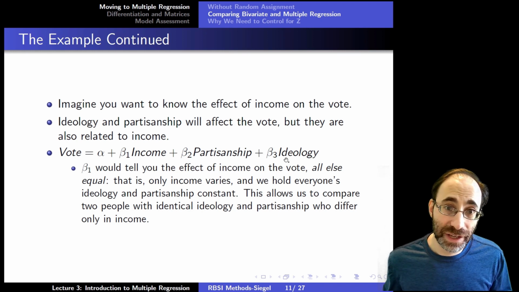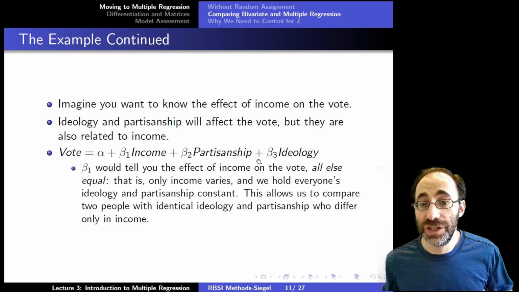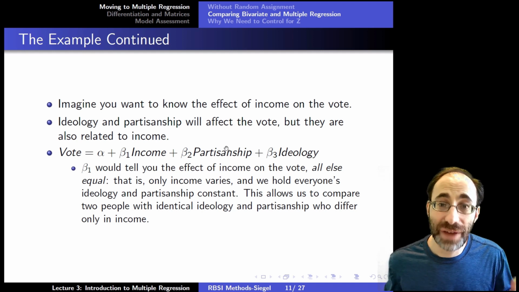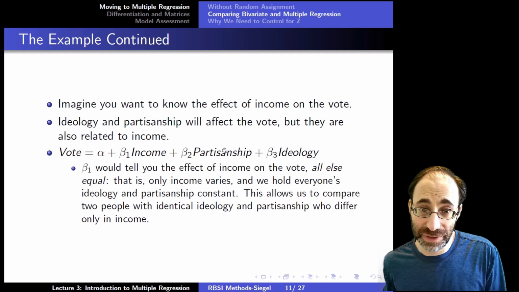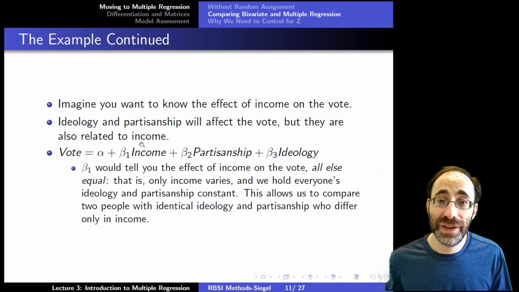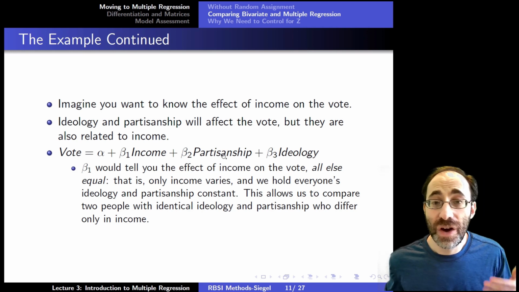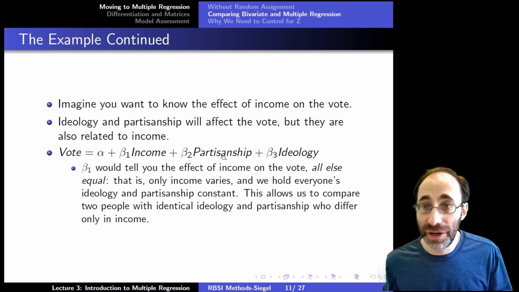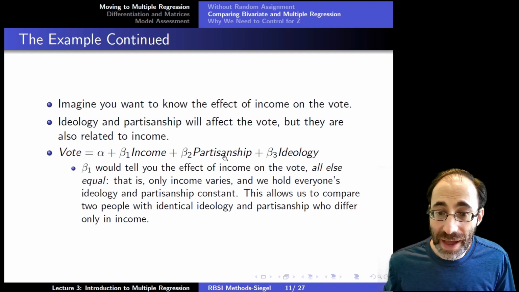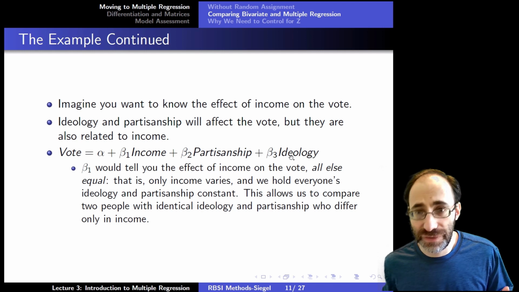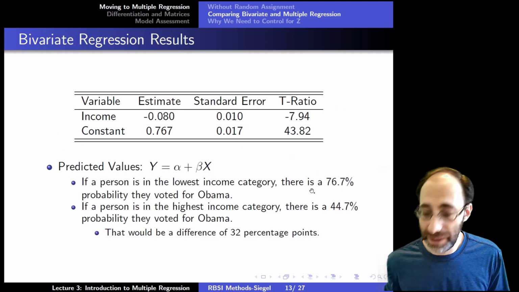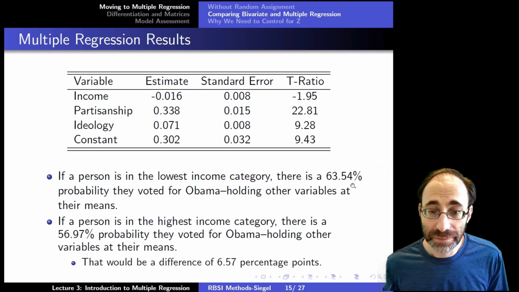So the norm here, and there's no one answer, but the norm is to use the means or the medians or the modes for the values of those other variables and calculate the effect of different income categories holding the other variables at their means. In this case, the mean for partisanship was 0, and the mean for ideology was 4. So you'd plug those in, and what you get is this.